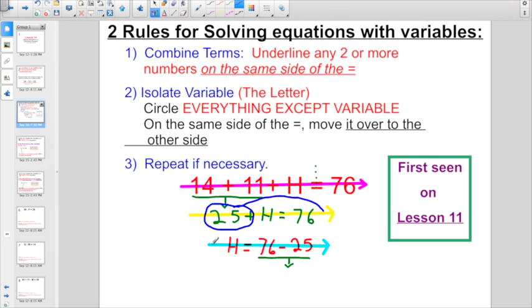When I read equations, I read left to right. Start off by writing down everything that is not underlined. I did not underline H. I did not underline the equal sign. But I did underline and combine 76 minus 25. I don't want to write that over again. Let's just go ahead and write down what is 76 minus 25. Hopefully you know that would be 51. So the answer to our equation, H, is equal to 51. We first saw this on lesson 11.